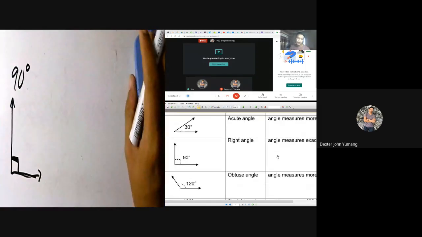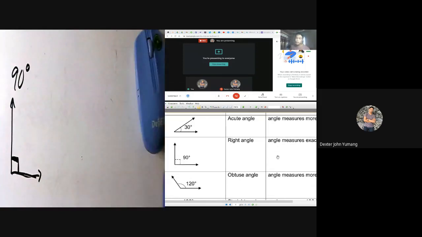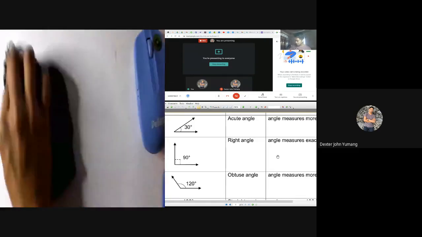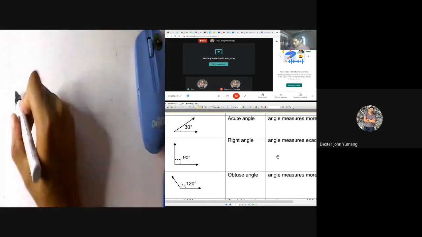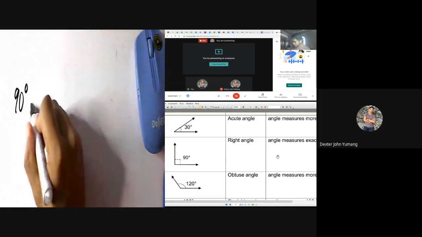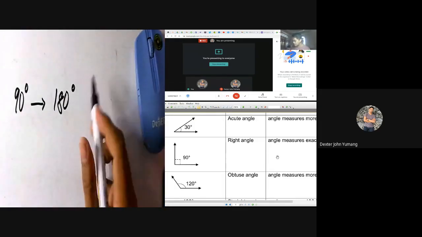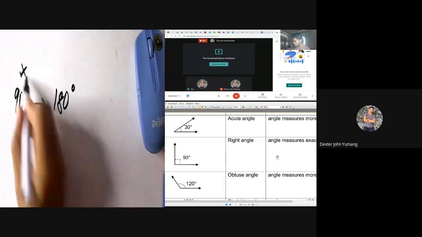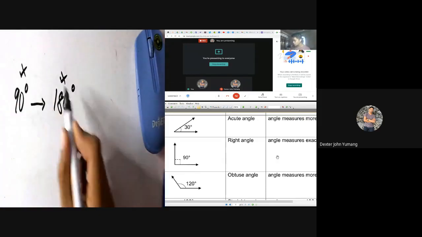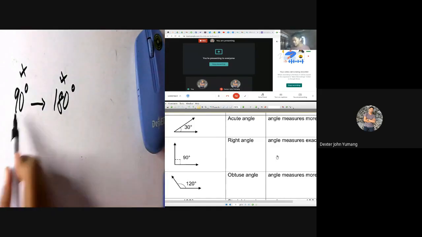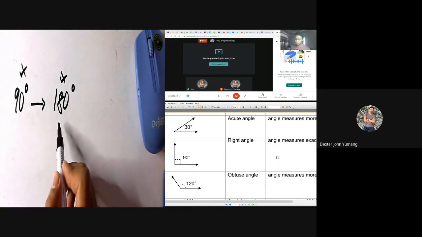Okay, next. Obtuse angle. Pag sinabi mo namang obtuse angle, it is an angle that is more than 90 degrees but less than 180 degrees. So ano yung mga numbers na more than 90 degrees up to less than 180 degrees? Ano yung mga numbers na yan? So kasali bang 90 dyan? No. Kasali bang 180 dyan? No. Hindi po. Pag sinabi mong obtuse, it's beyond 90 and before 180.